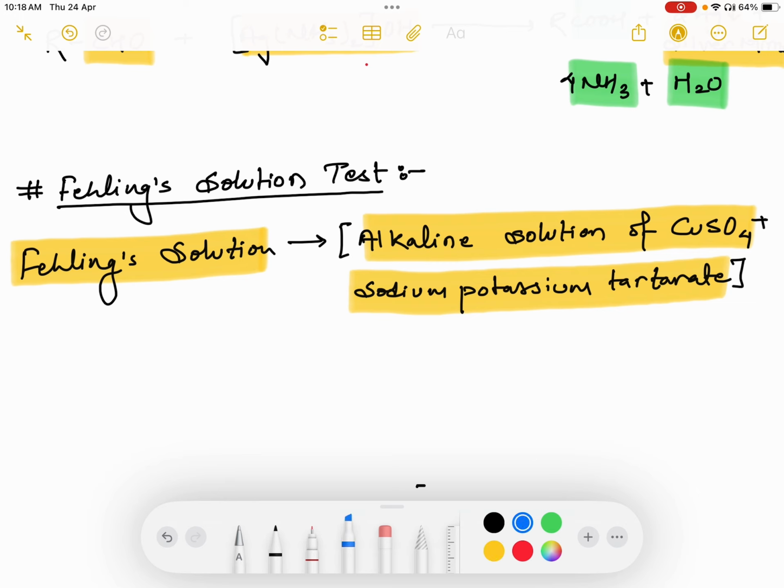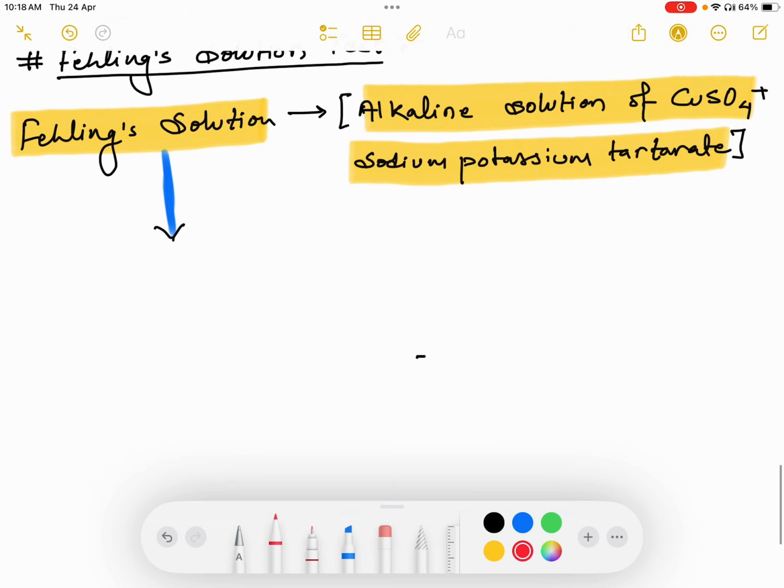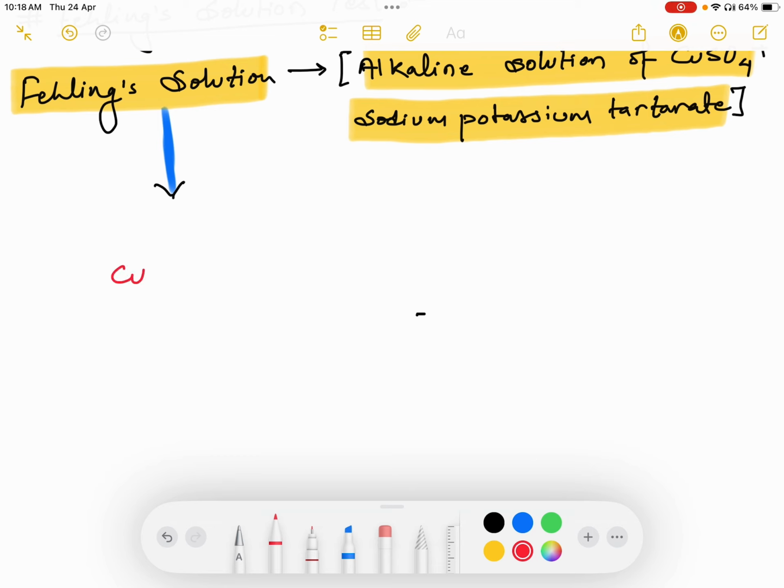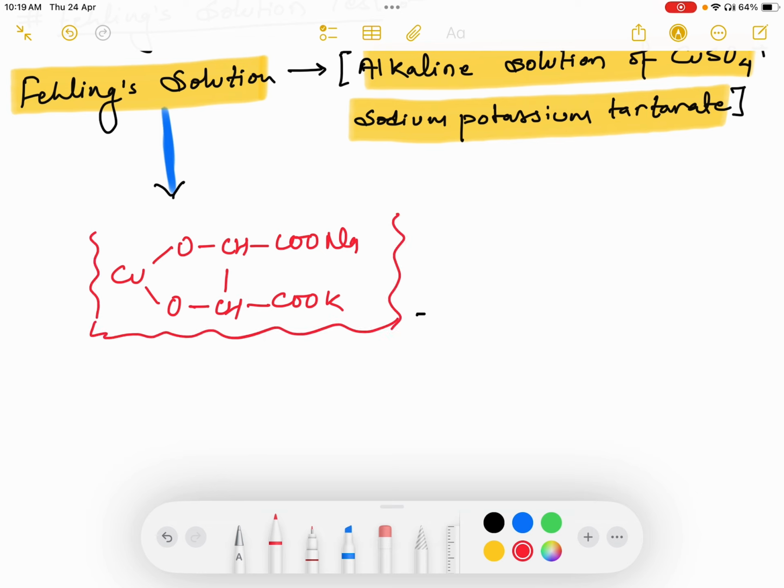It looks something like this. If you go for the molecular formula of Fehling's solution, you will visualize it in this way. Cu having bonds with two oxygens, which are connected with the two other CH groups. They are connected like this. In one you have COONa and in the other you have COOK. So this is basically your Fehling's solution, the mixture of alkaline copper sulfate and sodium potassium tartrate.